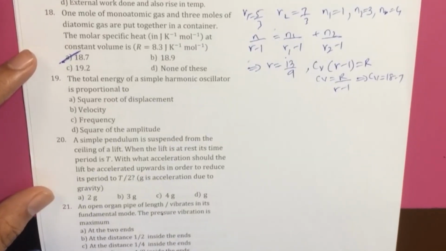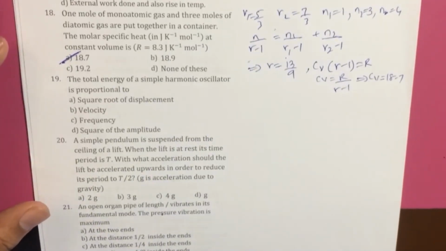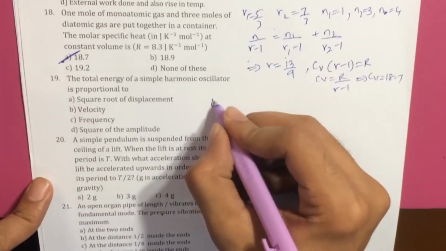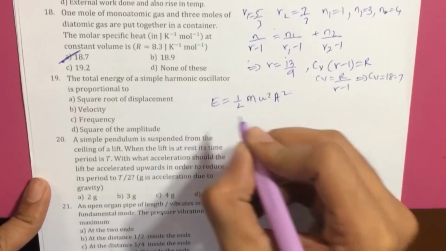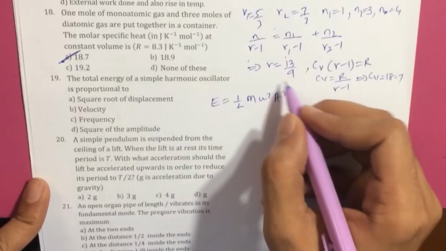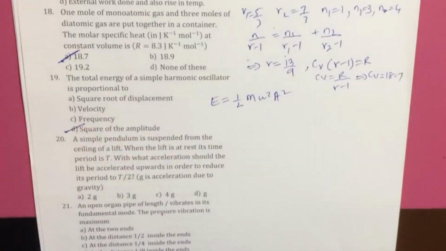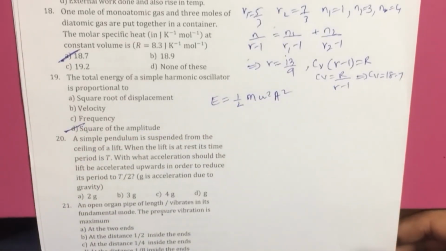Question 19. The total energy of a simple harmonic oscillator is proportional to. Now, here the correct answer is option D. So the total energy of a simple harmonic oscillator is proportional to the square of its amplitude. So basically, how do I get this? It is because E equals half m omega square a square. So it is proportional to the square of the amplitude. That is option D.